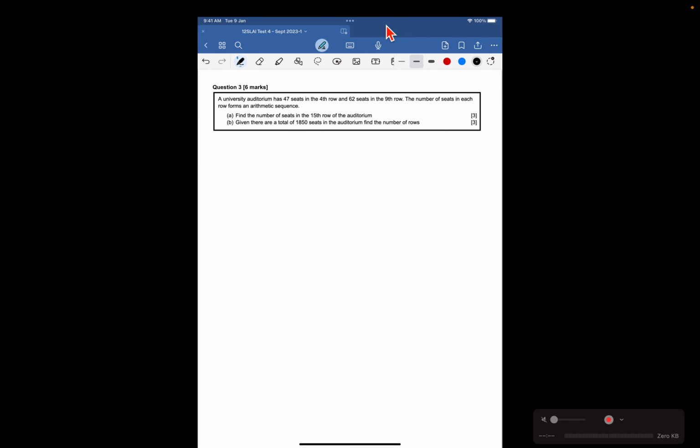Okay, so this question was done quite well, but there are certain shortcuts we can use for any arithmetic sequence or any geometric sequence question. So let me show you that method now. Let's try and unpack the question.